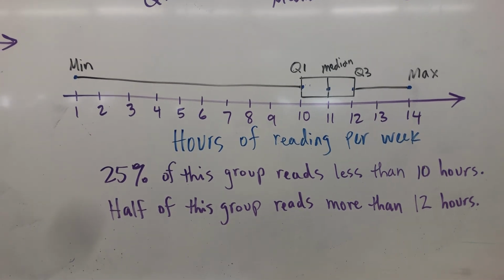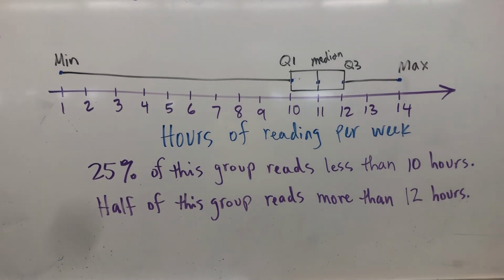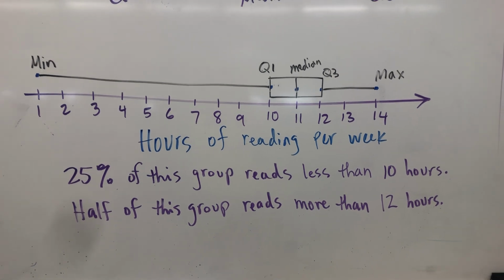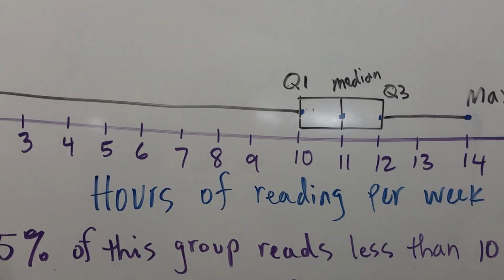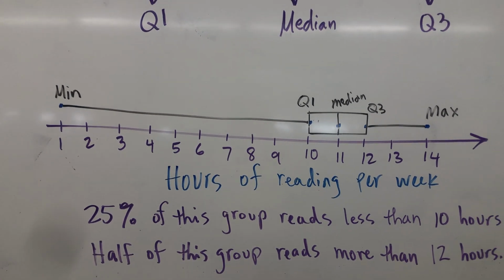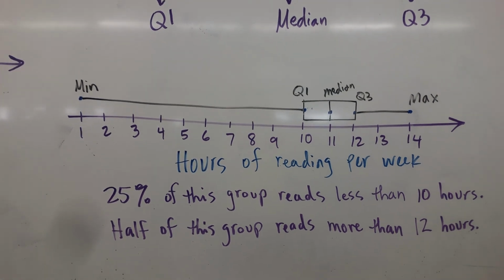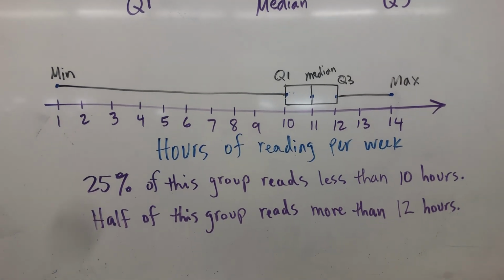Also has 2 statements. First one says 25% of this group reads less than 10 hours. So that's 10 hours from minimum to Q1, and that's only 25%, so that statement is true.